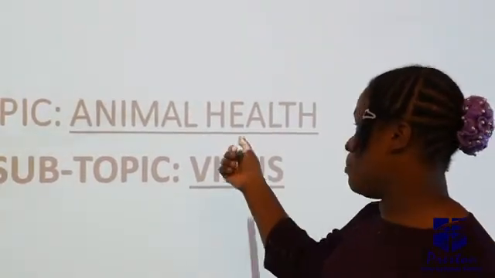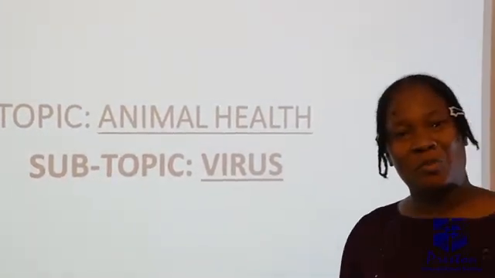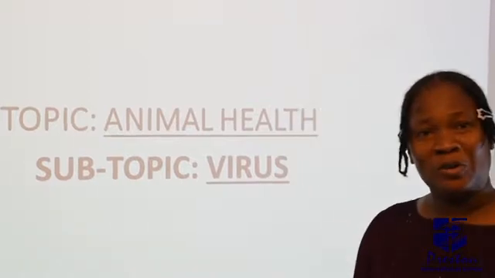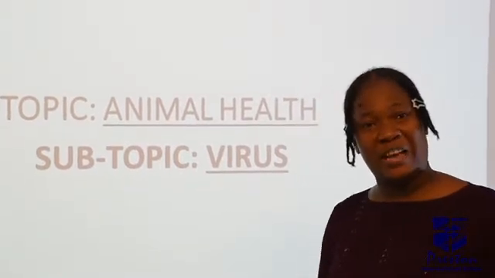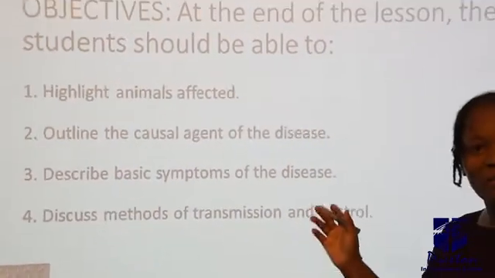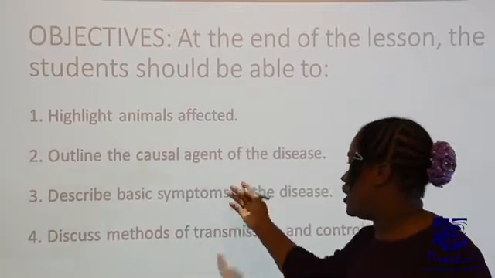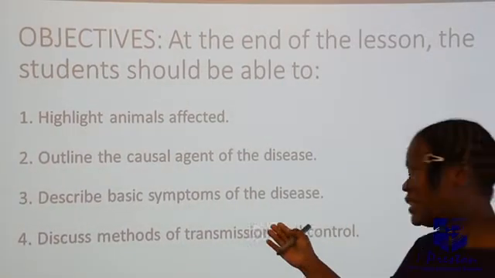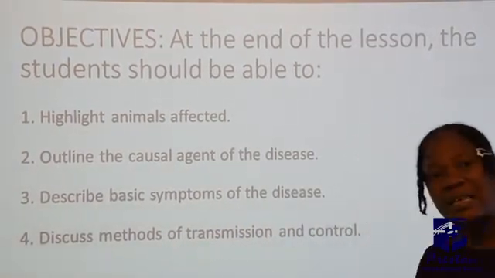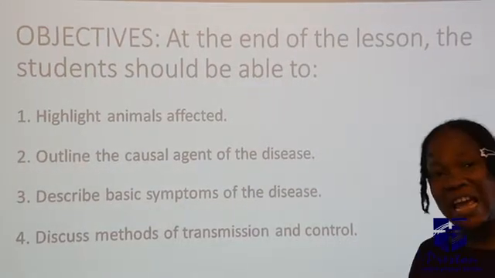Today we are looking at animal health, and under animal health we want to look at virus. We want to look at how virus can affect our animals. Now, the objective of this lesson, we want to look at animals affected, the causal agents, we want to describe the basic symptoms, and then the methods of transmission and control.